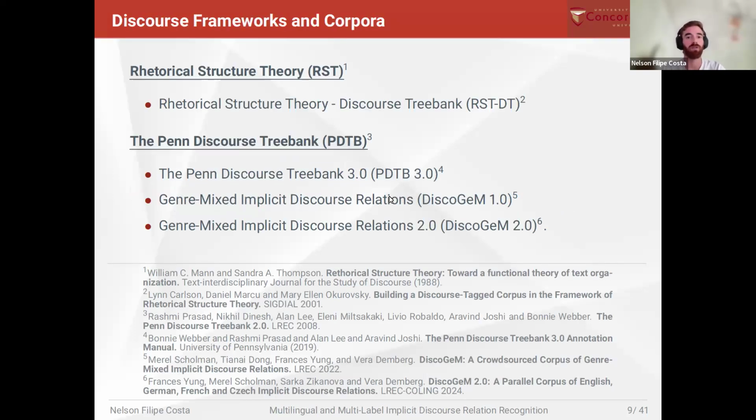Each of these frameworks has corpora annotated following its guidelines. In this work, I will only touch on PDTB because it's the one that I've used for research questions number 2 and number 3. The PDTB has multiple corpora, but I will talk about 3 discourse corpora: the PDTB3, the DiscoGem1, and the DiscoGem2. But before I delve into the corpora, let me present what the PDTB framework is.